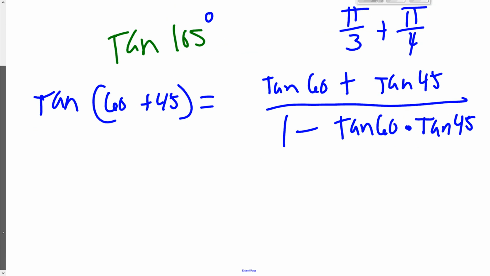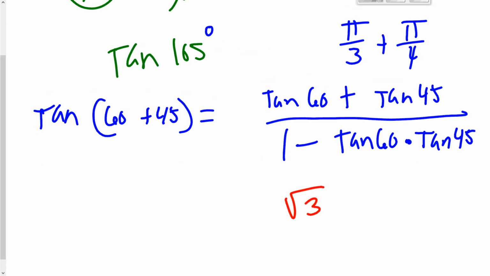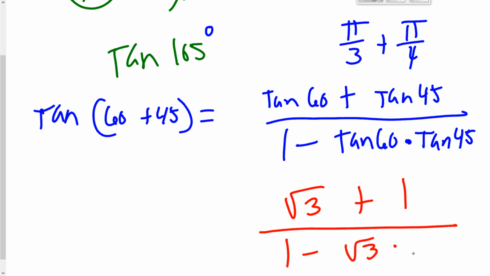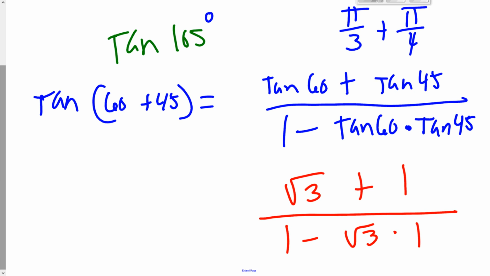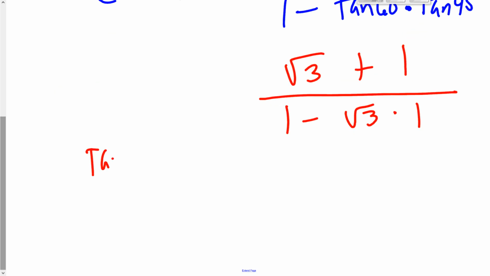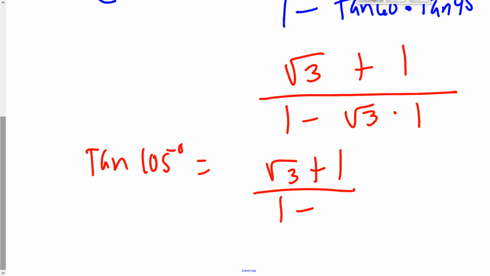so that means it's just plain root 3. Tan of 45 is nice because it's just 1. And then we just take 1 minus root 3 times 1. So then we have tan of 105 is equal to root 3 plus 1 over 1 minus root 3 times 1, which is a negative root 3.